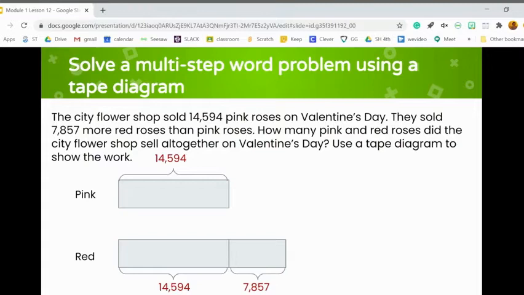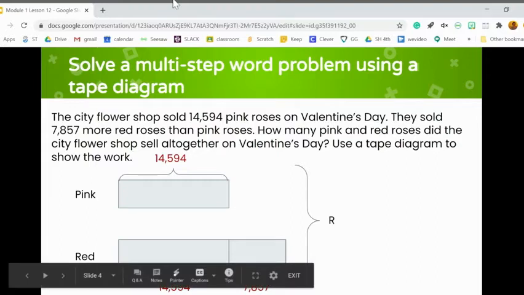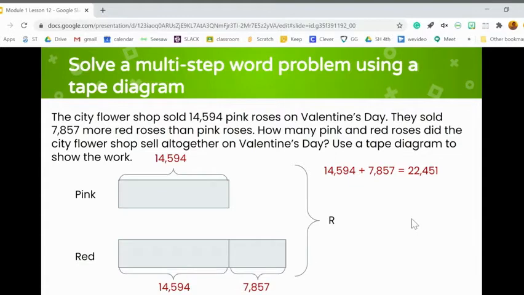Now, what's the problem asking us to find? It wants us to find the total number of roses. So to do that, we can draw a bracket and label it R for roses. Now, first, we're going to find out how many red roses were sold. I can do that by showing you 14,594 plus 7,857 to give me 22,451.